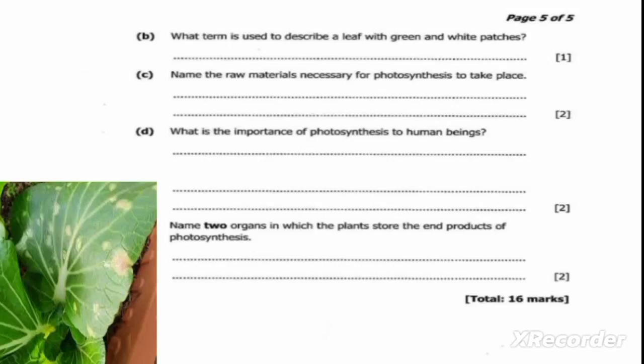So we have the leaf we are talking about here. We can see that on the white patch there will be no starch. Then the green patch will have starch. Okay.